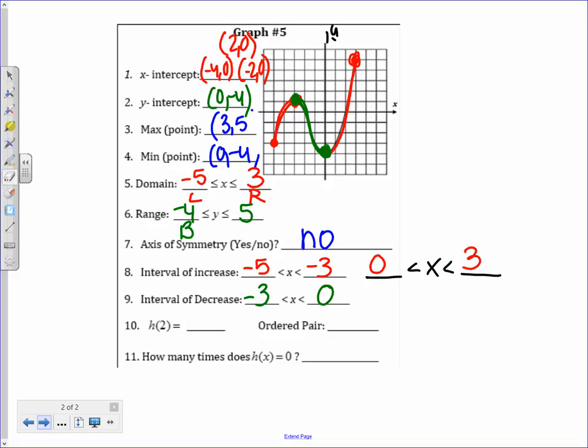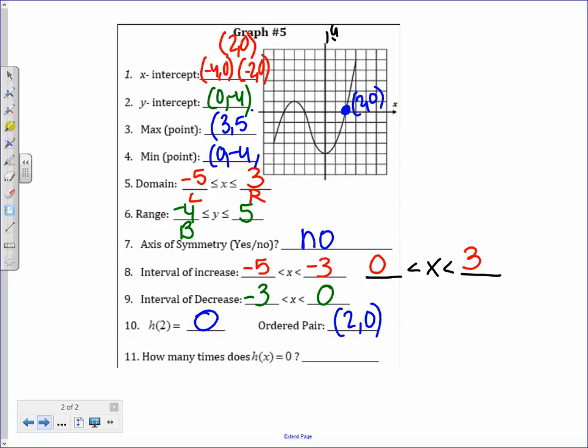All right, finally, function notation. h of 2. All right, so I'm going to go to x equals 2. And when I get there, I don't have to go up or down. It appears that the output for h of 2 is just 0. I don't go up or down. It's (2, 0). So that's the ordered pair of that point.